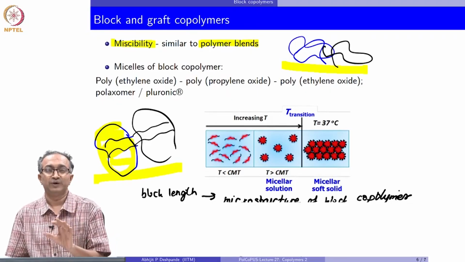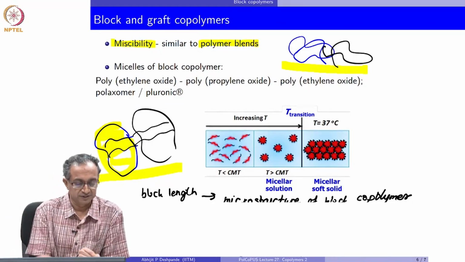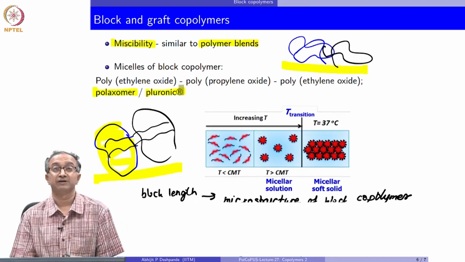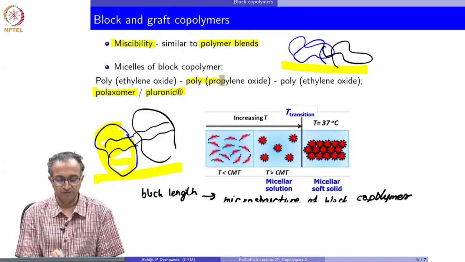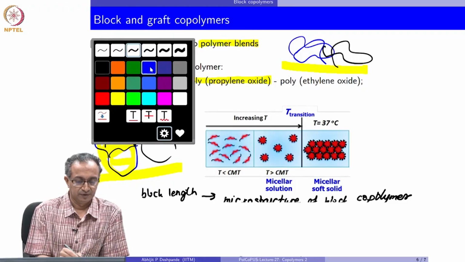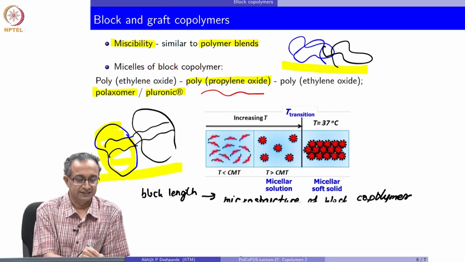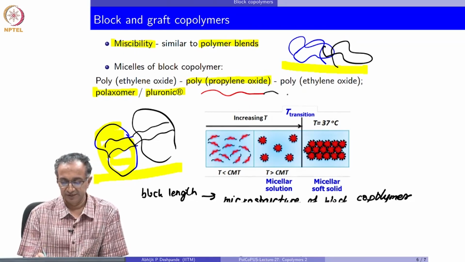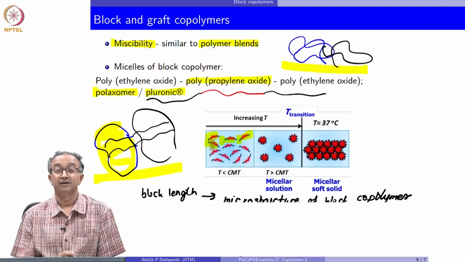I will just leave you with one example of biomedical applications of a set of polymers which are called poloxamers, also available under the registered trade name Pluronic. They are blocks of polypropylene oxide in the center. So, we have a polypropylene oxide block in the center, and then blocks of polyethylene oxide on the two ends, which is what is depicted here, where there are basically red blocks surrounded by two black blocks.